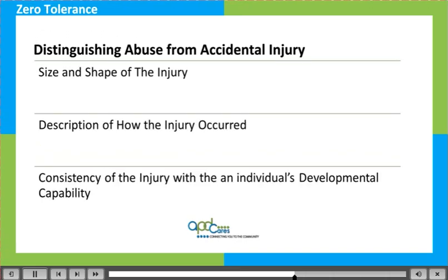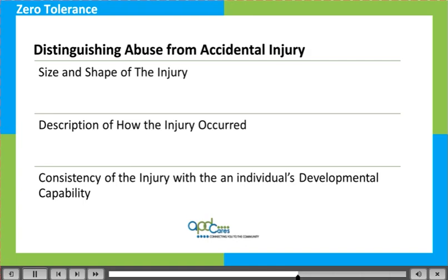Distinguishing abuse from accidental injury, continued. Size and shape of the injury. Many non-accidental injuries are inflicted with familiar objects: a stick, a board, a belt, a hairbrush. The marks which result bear a strong resemblance to the objects used. Accidental marks resulting from bumps and falls usually have no defined shape.